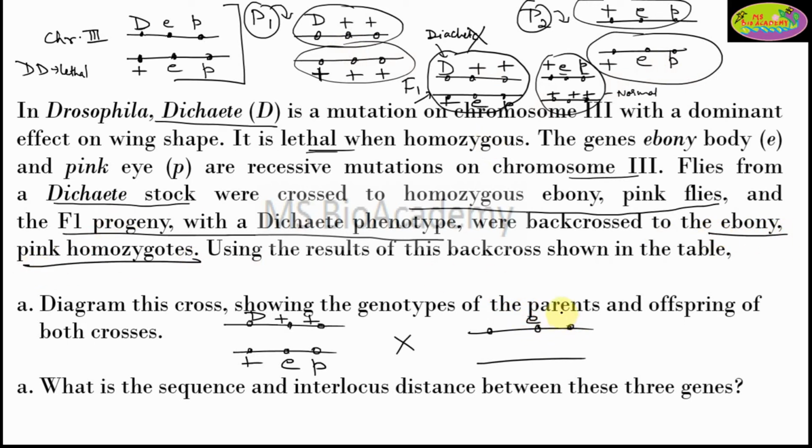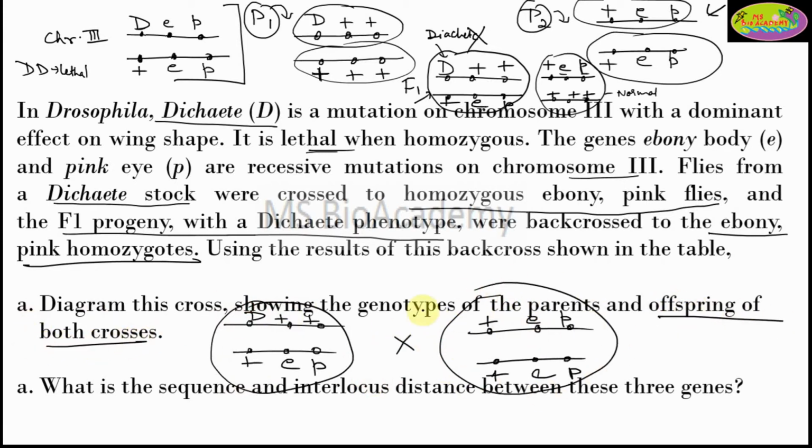So they have taken the ebony pink homozygous, this P2 parent. So they have plus EP, right? They have crossed with this. Now they are saying that using the result of this backcross shown in the table, diagram this cross showing the genotypes of the parents. The parents we have already shown the genotypes over here, P1, P2, right? Similarly, we have shown the genotypes for the parents of the back cross, and the offspring of both the crosses. The offspring of this cross I have shown here. The offspring of the back cross I'm going to show on the next page.